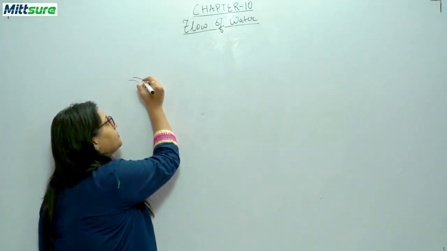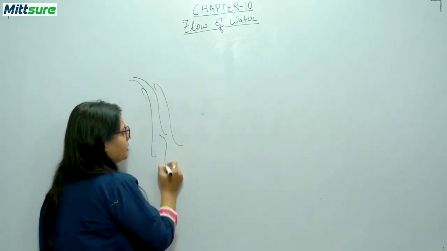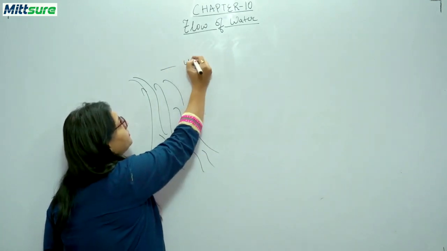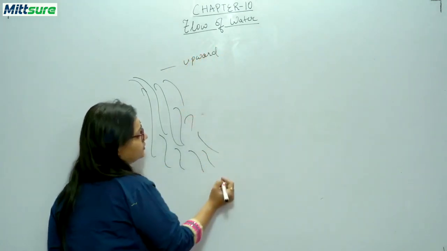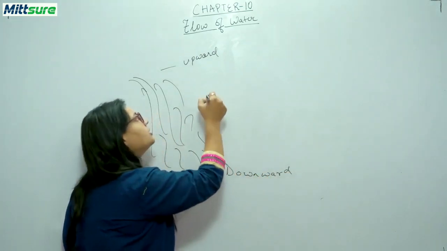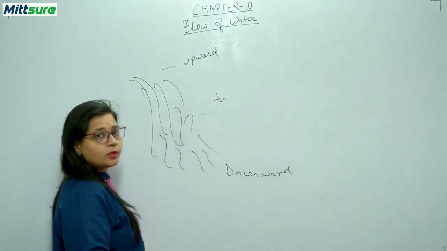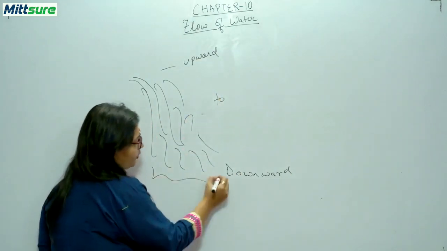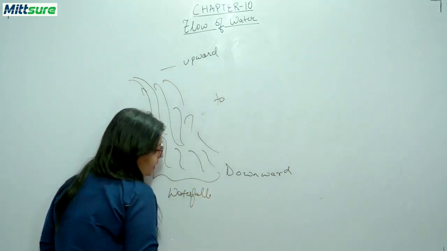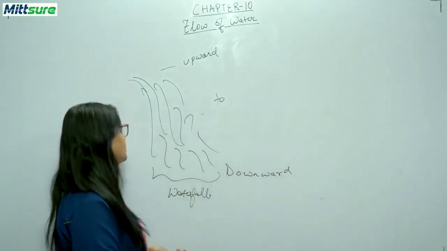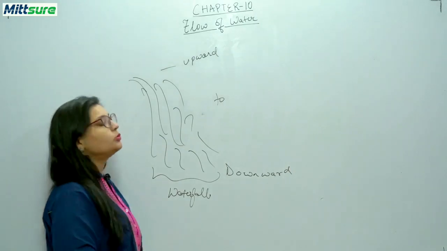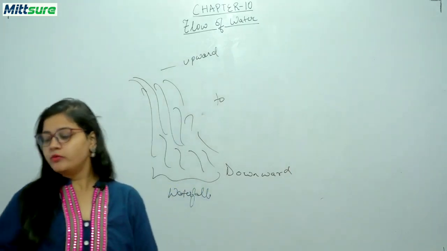Suppose this is a waterfall. So water will be flowing from upward to downward. Okay, so water flows from upward to downward motion. This is a waterfall. You all have seen a waterfall, or you may have seen the image of a waterfall. Water always flows from upward to downward direction. Please students, always remember this.